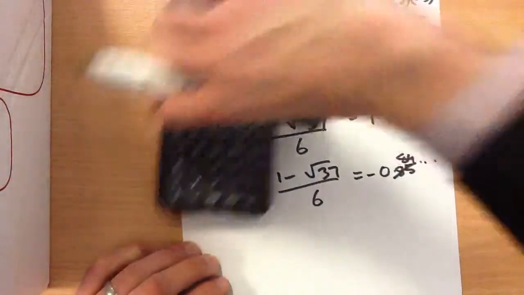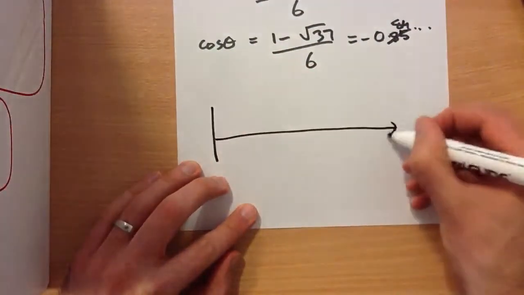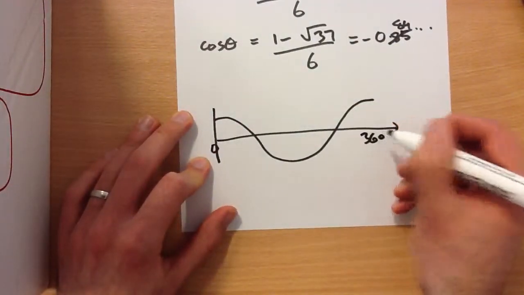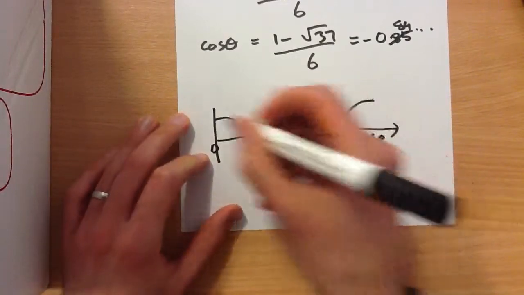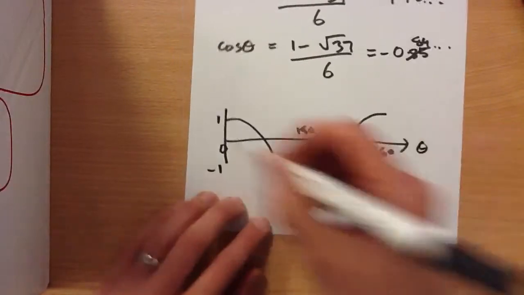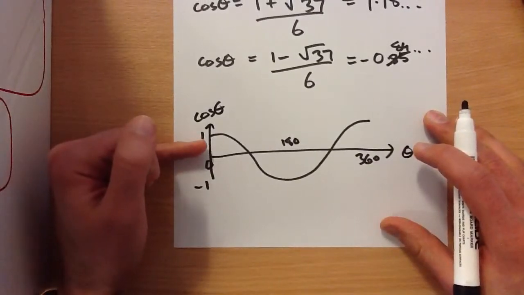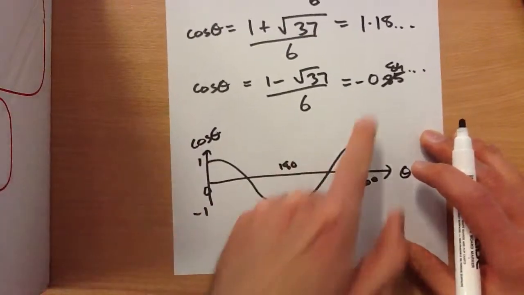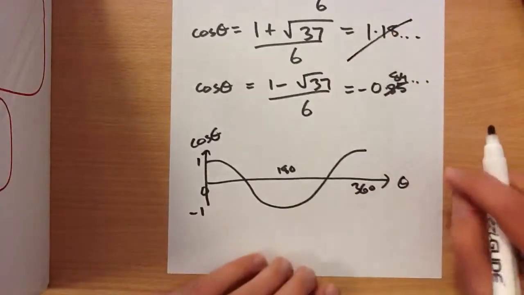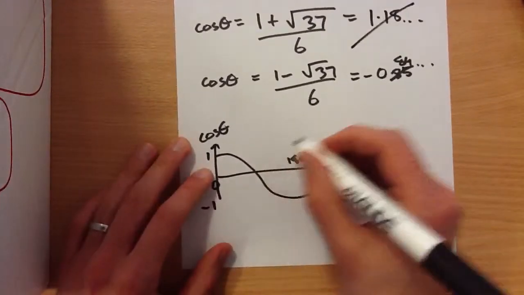And the reason for that is because if you think about the graph of cos theta between 0 and 360, it does this. So there's 0, 360, 180 in the middle. And as you know, it goes between 1 and minus 1. So this is the theta axis, and this is the cos theta axis. Well, if the graph only goes up to 1, then I can't have a value at 1.18. So that doesn't matter to us. So we need to look at minus 0.84 and so on. So that's the only one I'm interested in.